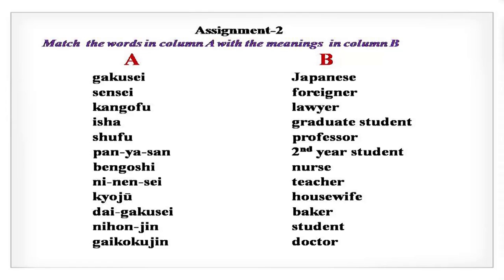Now, the next assignment for you was match the words with the meanings. So, you have the Japanese words listed in group A and the meanings for these words in group B. The basic practice here is to memorize all the words and get the pronunciation correctly. So, please let us see what the answers are. Gakusei means a student.